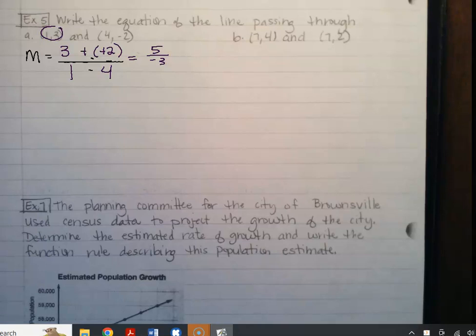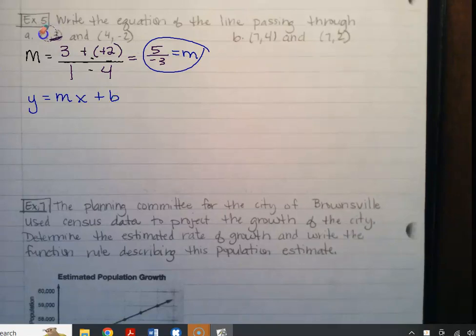Okay, so now to write the equation, we're going to do what we did earlier. Now we're ready. We have our slope. So this is our m, if we recall. So now we're ready to do y equals mx plus b. But we need to pick one point. Do we want the 1, 3 or the 4, -2? 1 and 3. You can pick either one.